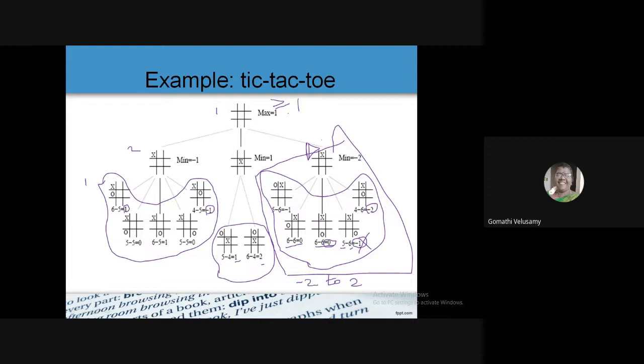Are you able to follow? So this is the idea of alpha beta pruning. You can eliminate the traversal through certain subtrees. Still, you can guarantee who is the winner of the particular game. So this way we are doing the alpha beta pruning.